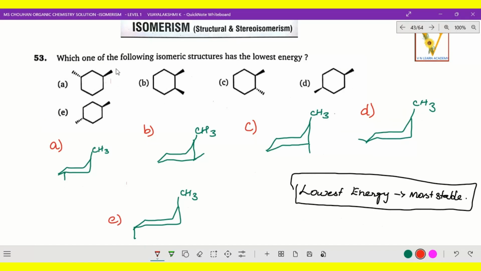Which one of the following isomeric structures has the lowest energy? So we have to identify which is the lowest energy. For that, we cannot directly identify the lowest energy for this compound unless we go for the flipping method. That means turning and rotating in the chair position, we can easily identify the lowest energy. Lowest energy means very less energy, more stable.